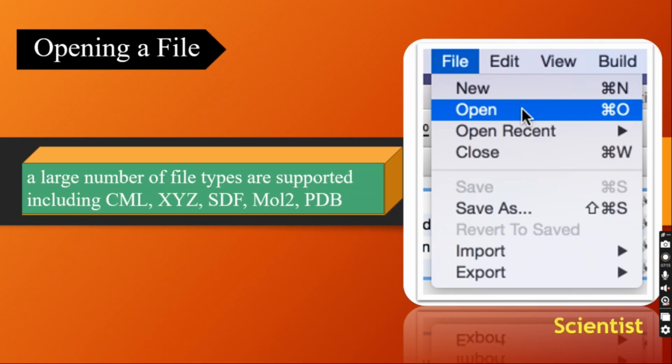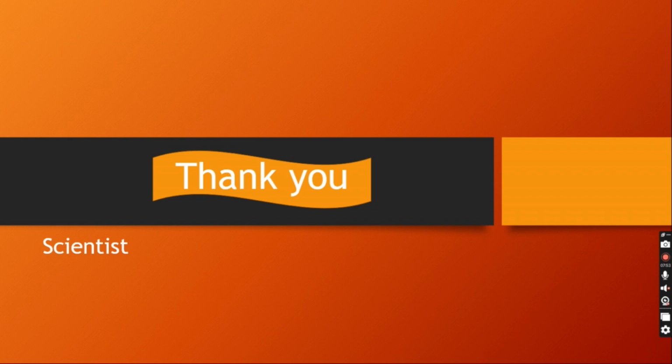So we can have a saved file, then we can save it, and we can import from this. So we have open file. For a new file we have New, and for open we have Open, and Open Recent for activity that you have done, and Close, and Save As the file type, and Import and Export. A large number of file types are supported, as I mentioned before: CML, XYZ, SDF, MOL2, PDB. These are the file types that are supported.